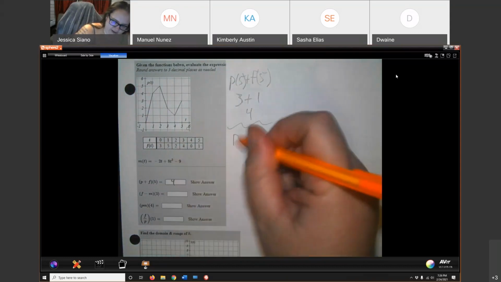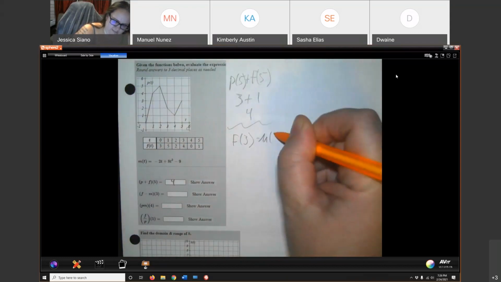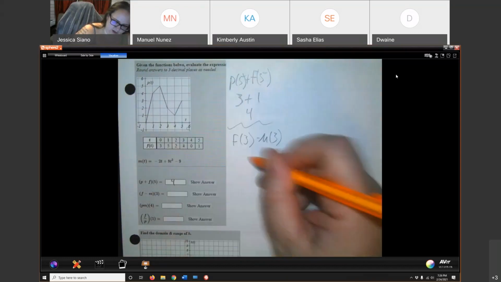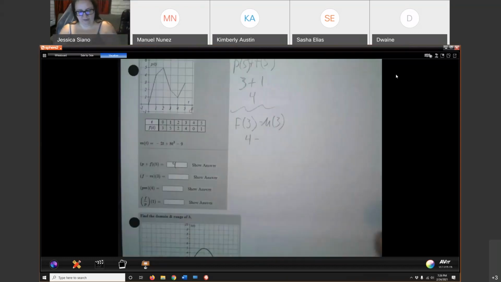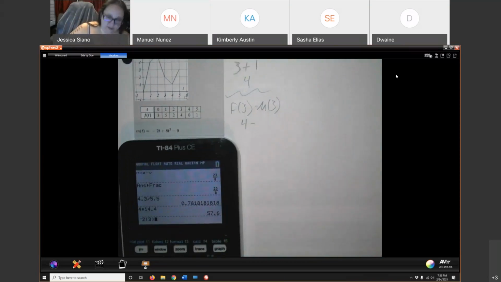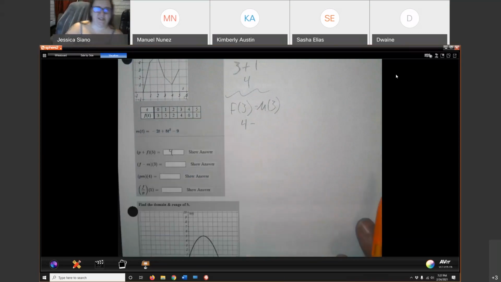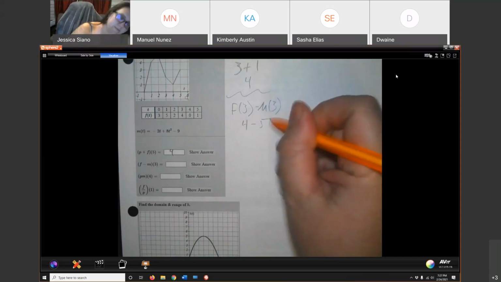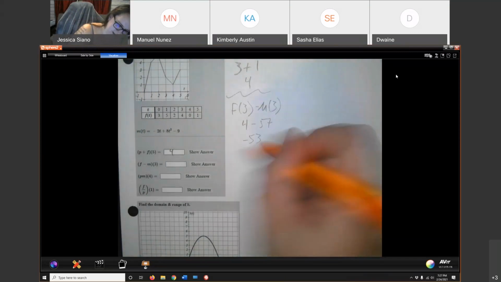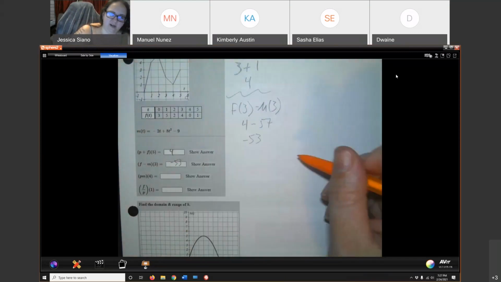Now F of 3 minus M of 3, okay, well, F of 3 is 4. To do M of 3, I'm going to put it in my calculator. So -2 times 3 plus 8 times 3 squared minus 9. So M of 3 is 57. And so then 4 minus 57 will be -53.